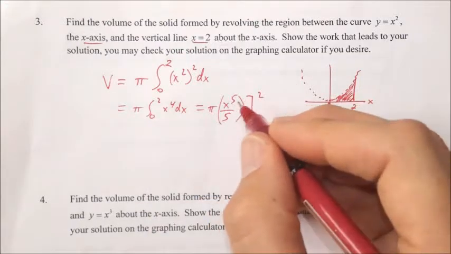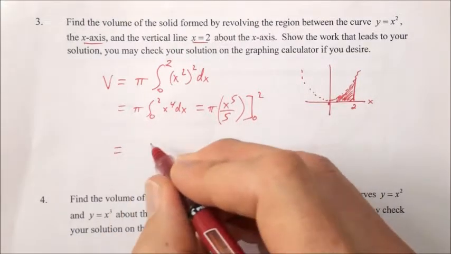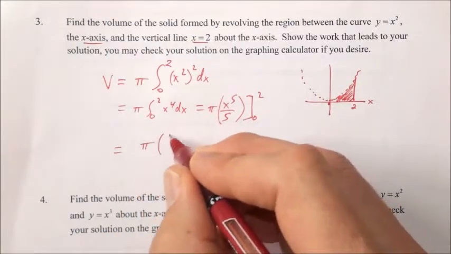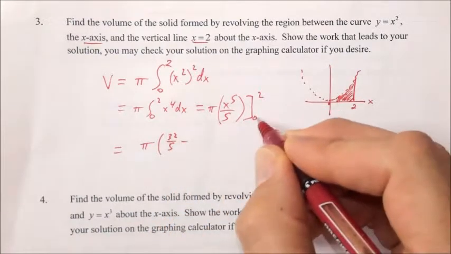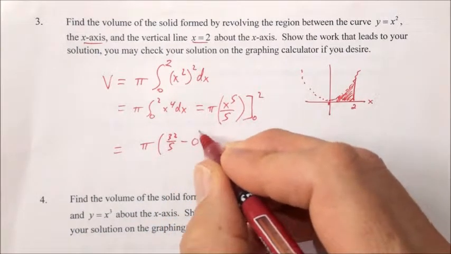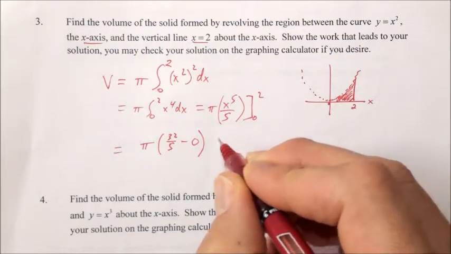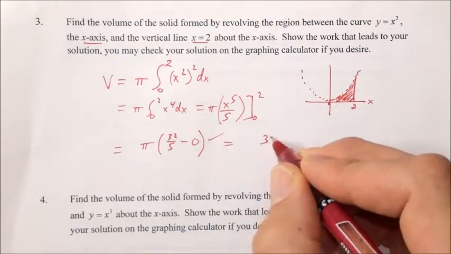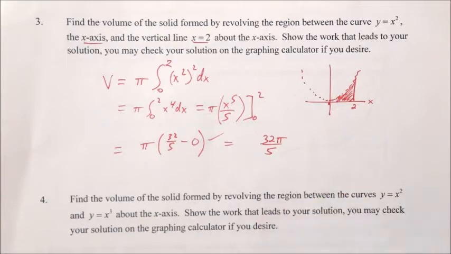Now when we plug 2 in for x, we have 2 to the 5th. 2 to the 5th is 32, so we have pi times 32 over 5 minus, when we plug in 0, 0 to the 5th is just 0. So there's our answer. We can also write it as 32 pi over 5.